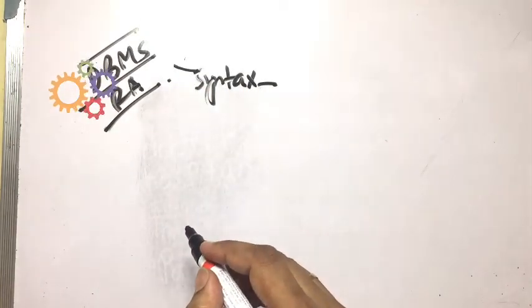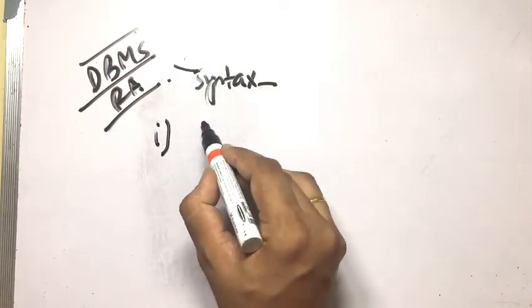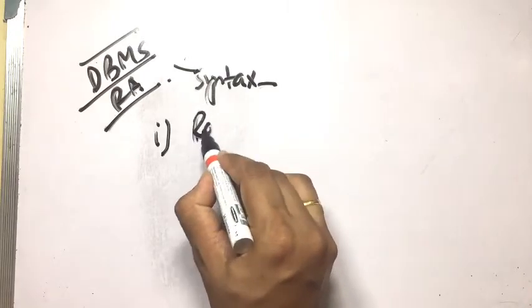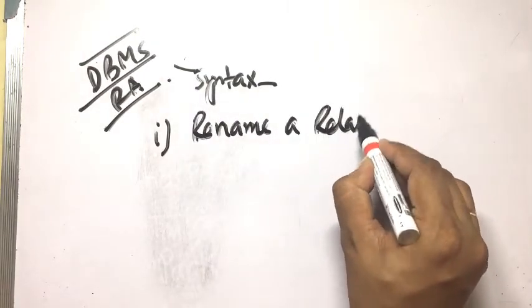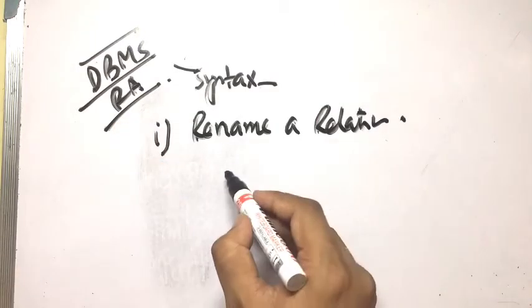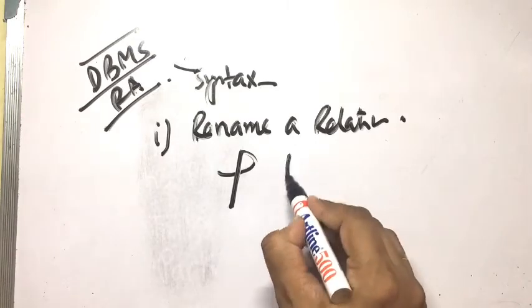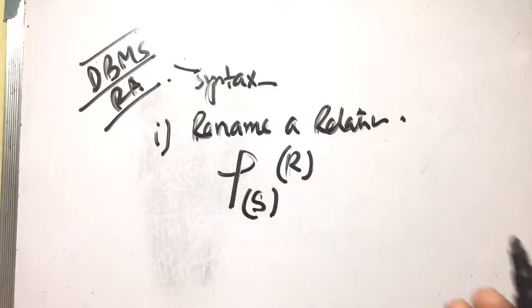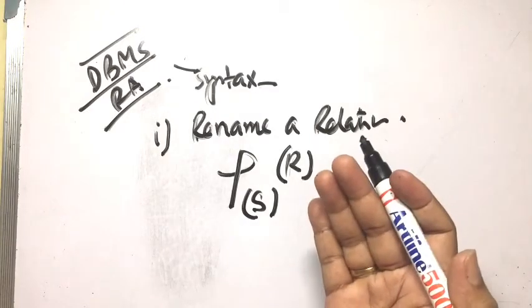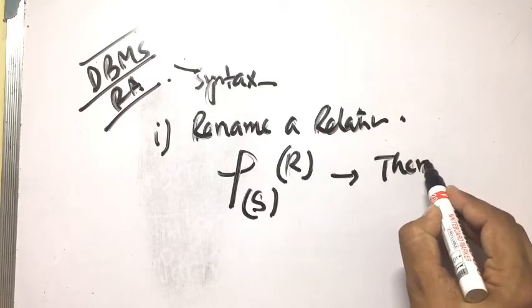There are different syntaxes of this operator. The first one: suppose I want to rename the relation. This is the syntax of renaming a relation. Rho, where R is the old table and S is the new table. So we rename the old table to the new table.